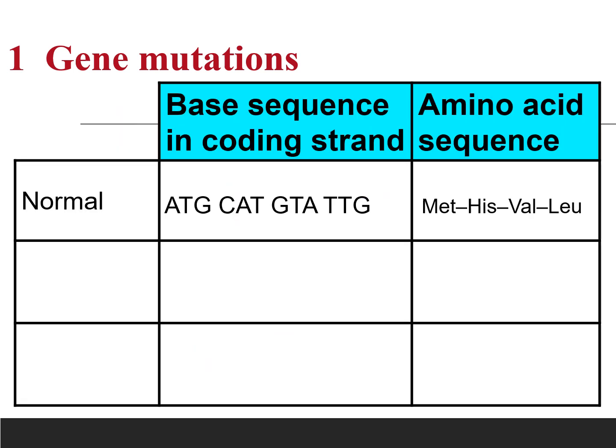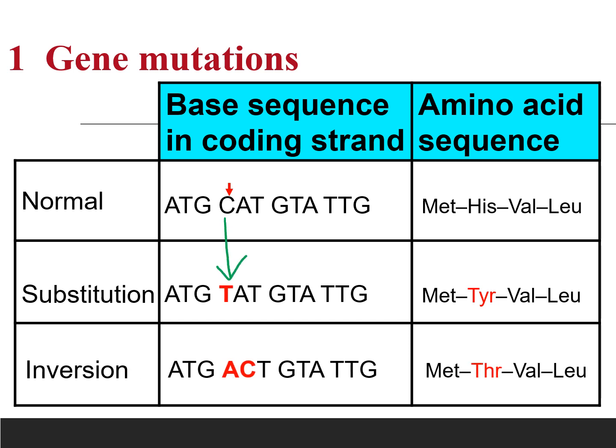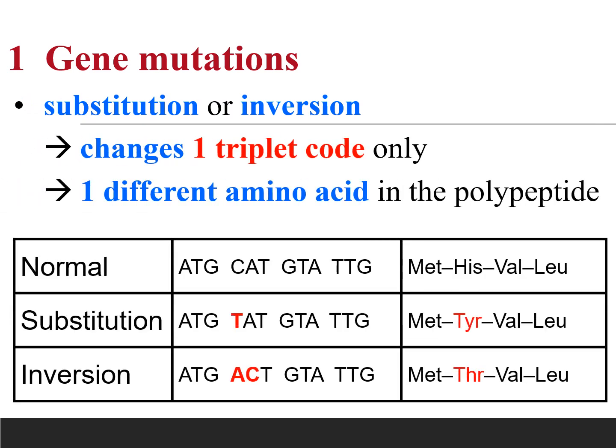The third type of gene mutation is called substitution, such as substituting or changing a base C to a base T. The last type of gene mutation we call inversion. That means inverting the position of 2 bases, for example, from CA to AC. And these 2 types of gene mutation, substitution and inversion, only change one triplet code, leading to only one change of amino acid. As you can see, substitution and inversion only change one triplet code, and therefore they will only change one amino acid.